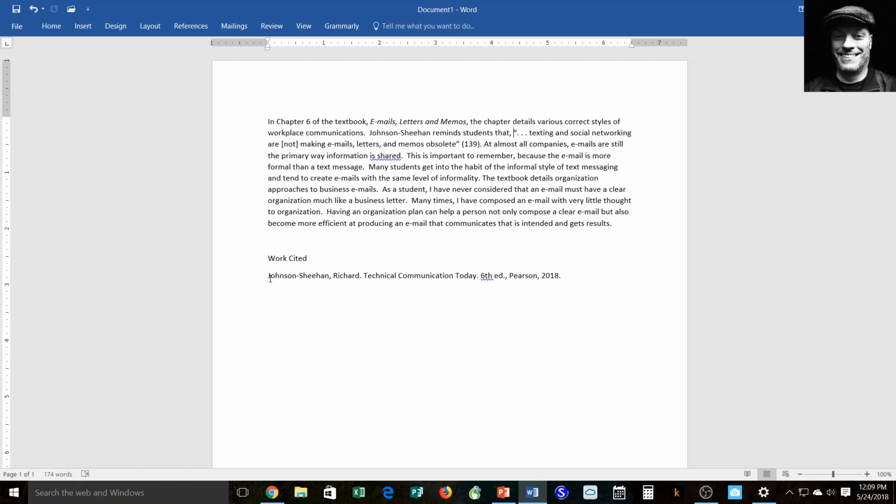So in this case, I've responded to a prompt, and this is kind of a hypothetical response, but you can see that I reference the chapter at the very beginning and then begin to build my paragraph. The second sentence is where I include some textual evidence. You can see Johnson Sheehan reminds students that, and then I include my quote, and of course follow up with the in-text citation. In this case, it would simply be a page number. You must follow MLA 8 rules for both the in-text citation and the full citation.